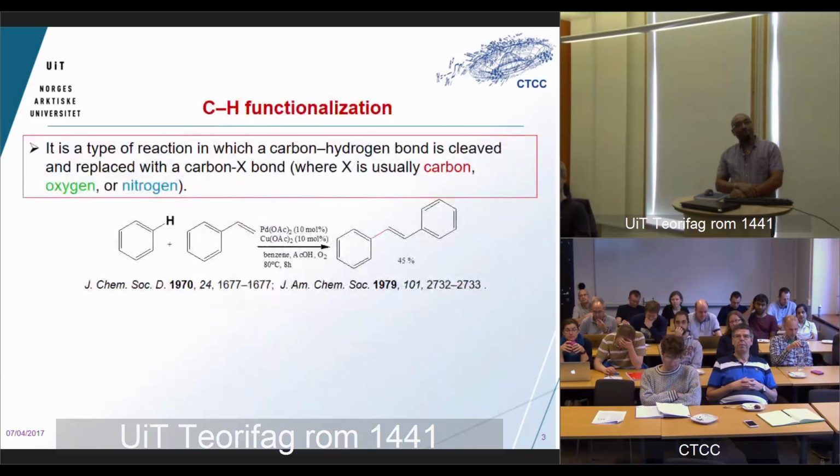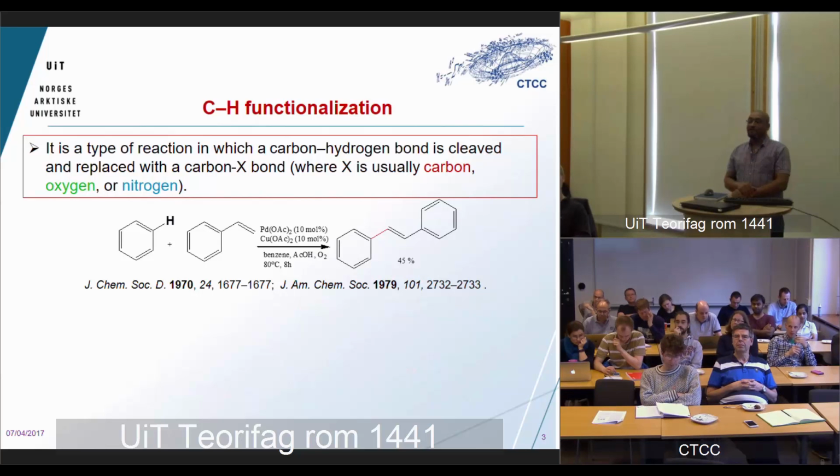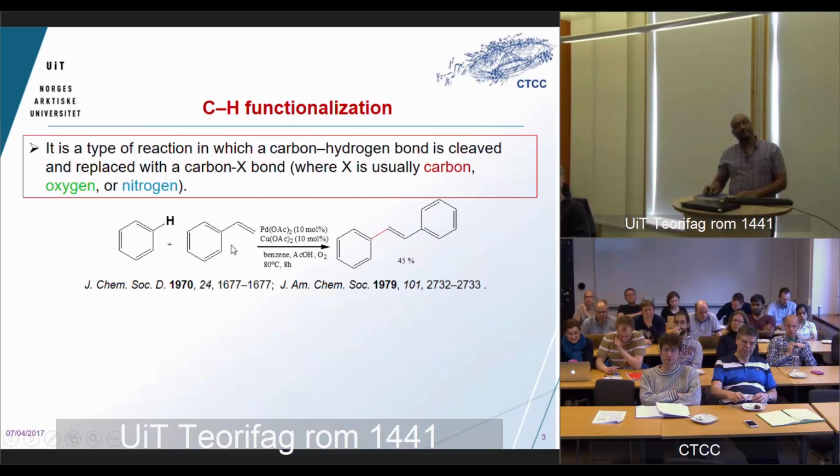So starting with some basic background concepts, I will start with CH functionalization. It is a type of reaction in which a carbon-hydrogen bond is cleaved or changed to carbon-carbon, carbon-nitrogen, or carbon-oxygen bonds. For example, in this study, they used benzene reacting with styrene under these reaction conditions, making a new carbon-carbon bond and forming diphenylethene in this case.